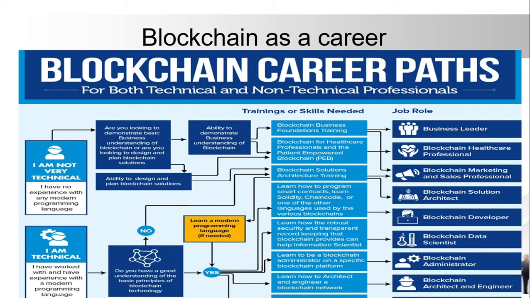And if you're technical, you have to learn the modern programming languages, coding and the likes. Which means you have to know about security, smart contracts, and learn Solidity, chain code, etc. You can be a blockchain administrator on a specific blockchain platform. Like I said, you can be a community manager. You can learn how to act as an engineer in a blockchain network. So there's a whole lot of blockchain career paths that you can take.